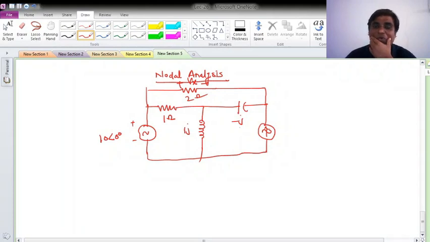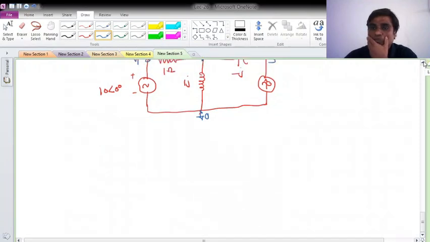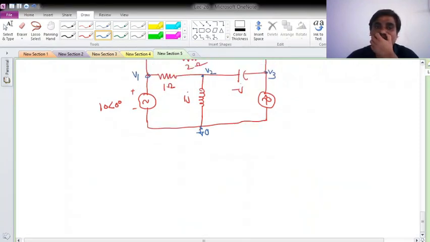Now if I would like to apply the nodal analysis, I would like to find out the node voltages, right? Suppose my V1 node, V2 node, V3 node, and this is my reference node. So V1 0, V2 0, V3 0 like this, and we know that V1 0 there is no element here, so directly V1 is 10 with angle 0 degree. So I know V1 bar.